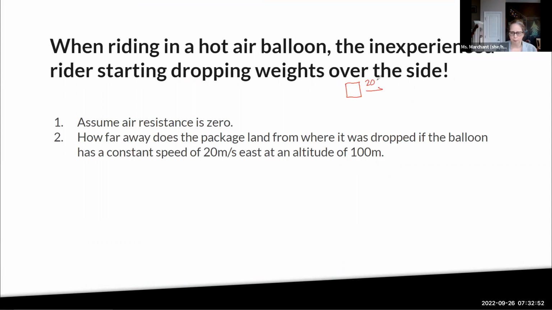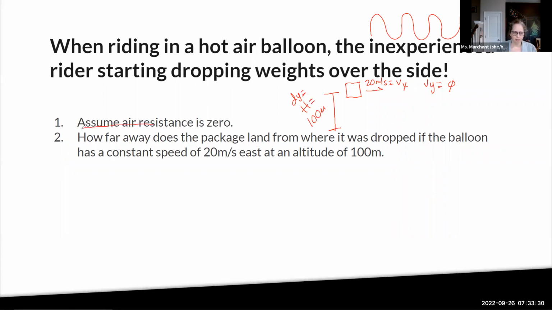Okay, and I'm just going to draw a box. Okay, 20 meters per second east. That's my velocity where? Velocity in the X. Okay, what's my velocity in the Y? My velocity in the Y is 0. Why do I know that? The balloon is not talking about going up and down, at least not at this point. Okay, so there is no velocity in the Y. And it's holding steady at 100-meter altitude. Altitude is just another name for height, which is our distance in the Y. So lots of information right from just that first part.